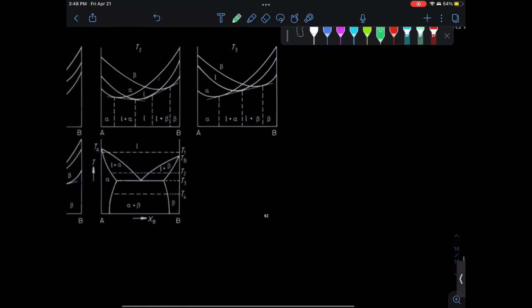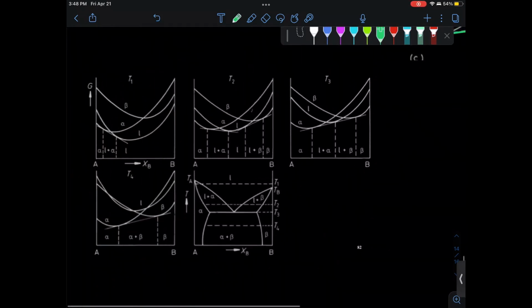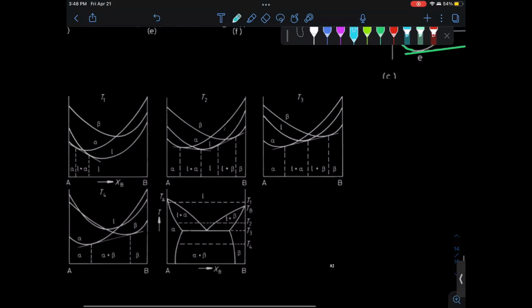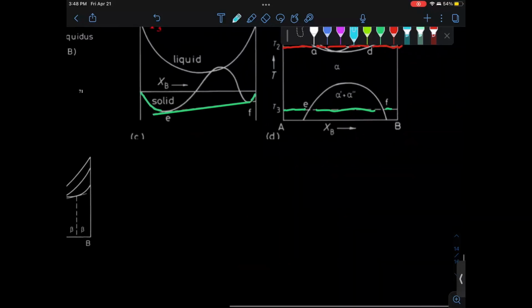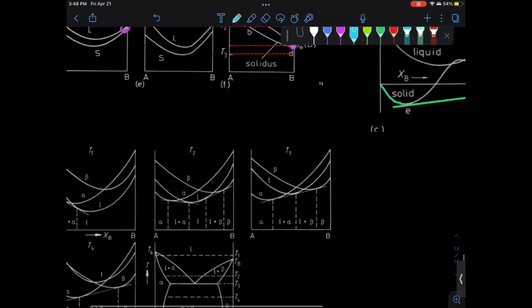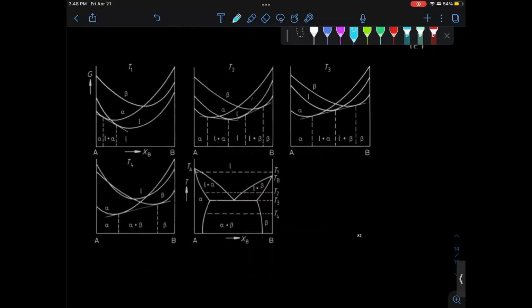Moving on to this last one, when we increase the miscibility gap, it will converge with the liquid line and make a eutectic point, which is what happens here. We can see here, since we have two different lines for our solids, alpha and beta, we know that A and B have different crystal structures.